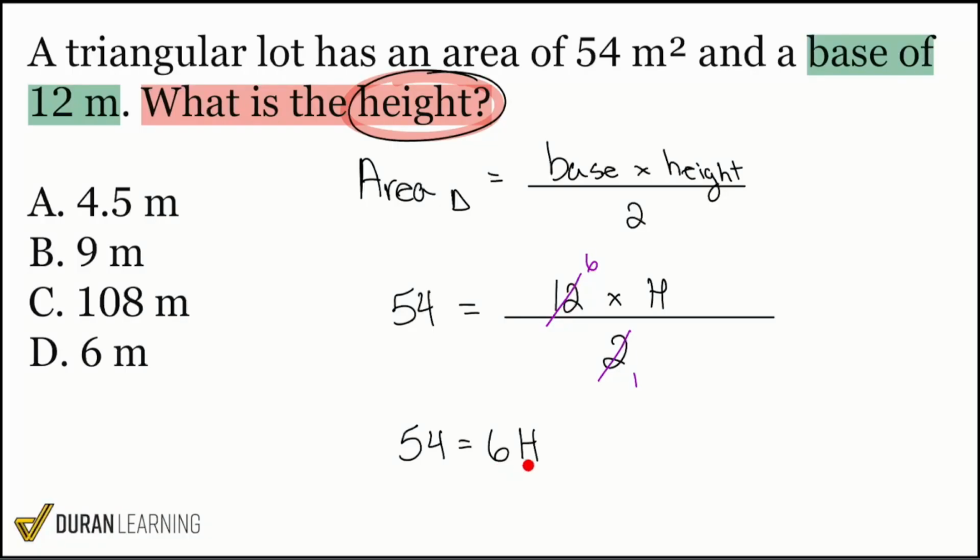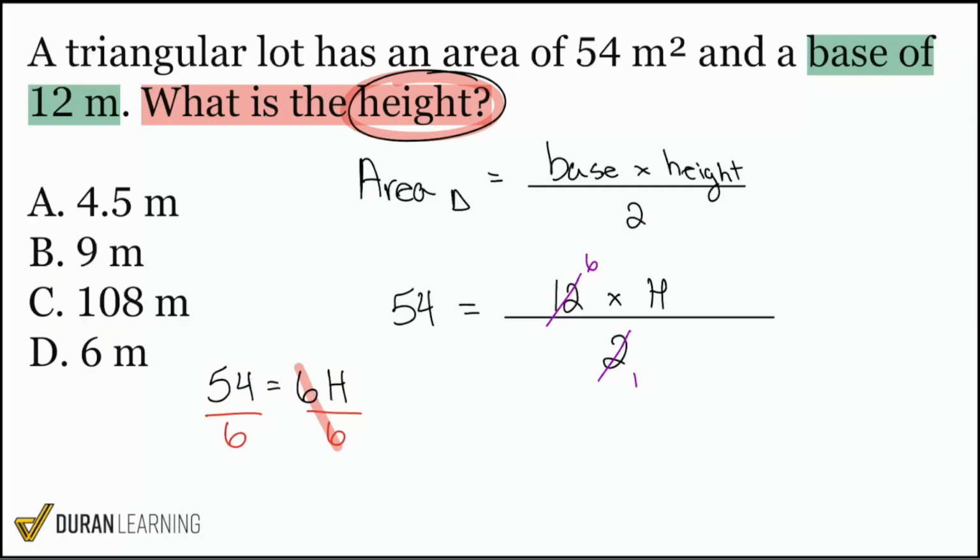Everybody, because this is multiplication happening between 6 and h, what operation are we going to do to both sides? We're going to divide, absolutely. And look at how much faster this makes the problem. We're going to divide by 6 on the right and the left. It cancels out on the right. And everybody, what is 54 divided by 6?